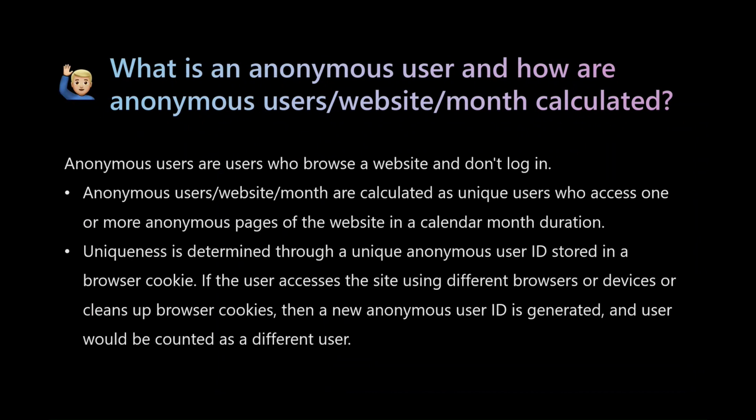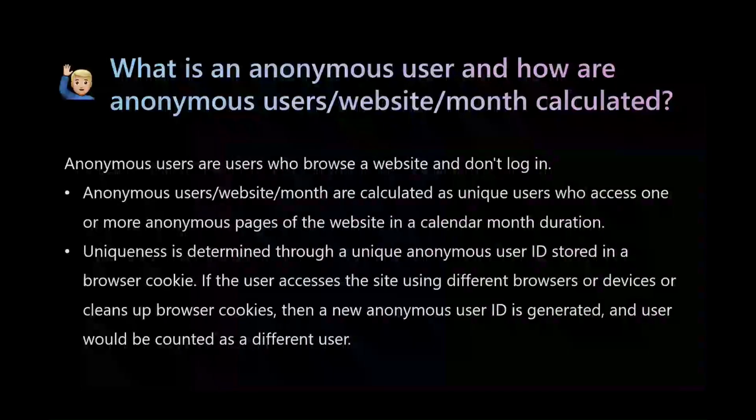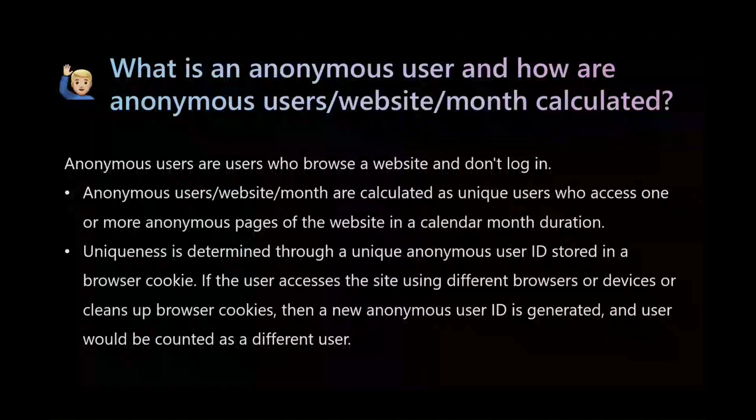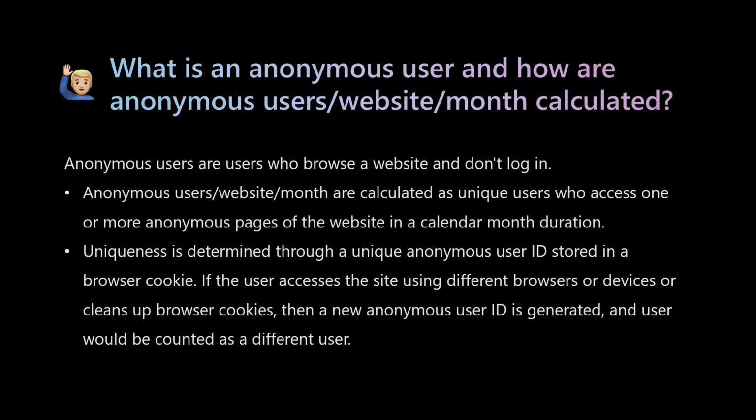Now, for the authenticated user you can identify their uniqueness by the contact ID because they are registering on the portal. But how do you identify the anonymous user's identity? The uniqueness of the anonymous user is determined through the unique anonymous user ID stored in the browser cookie. Some of your information gets stored in the cookies, and based on that, Microsoft determines whether this is a unique anonymous user, or whether they have accessed the site multiple times.